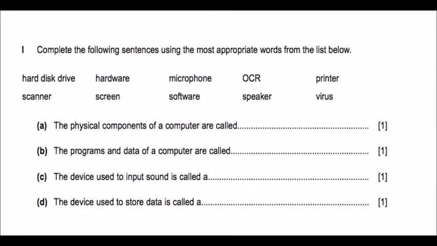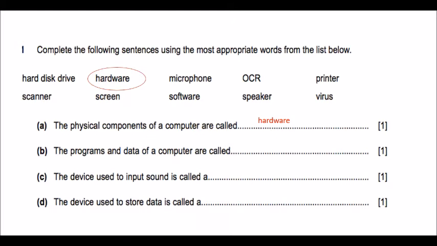Now, this is the first question. This question says, complete the following sentences using the most appropriate words from the list below. Question number 1, the physical component of a computer. Do you remember this? Physical component of a computer system. What is that? Hardware. Hardware is the answer.